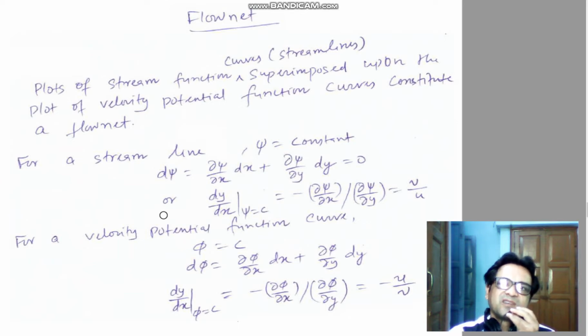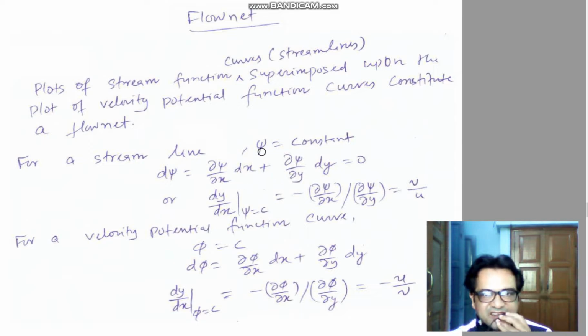Now what is the relation between the velocity potential curves and stream function curves? We have to know the slope. Suppose on the xy plane I plot both the curves. So you have to know the relation between the slopes of both the lines. For a streamline, psi equal to constant, and psi is a function of x and y. So find the total derivative: d psi equal to del psi by del x dx plus del psi by del y dy. So d psi will be 0 because psi is constant. From this you can find out the slope: dy by dx equal to v by u.